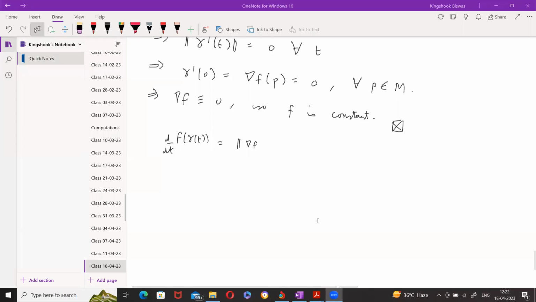So d/dt of f of gamma t, let me write it as an inner product: the inner product of grad f at gamma t with gamma prime, and then you take the second derivative of this. Oh, okay. Actually, sorry, I didn't see this. Yeah, this seems much quicker.